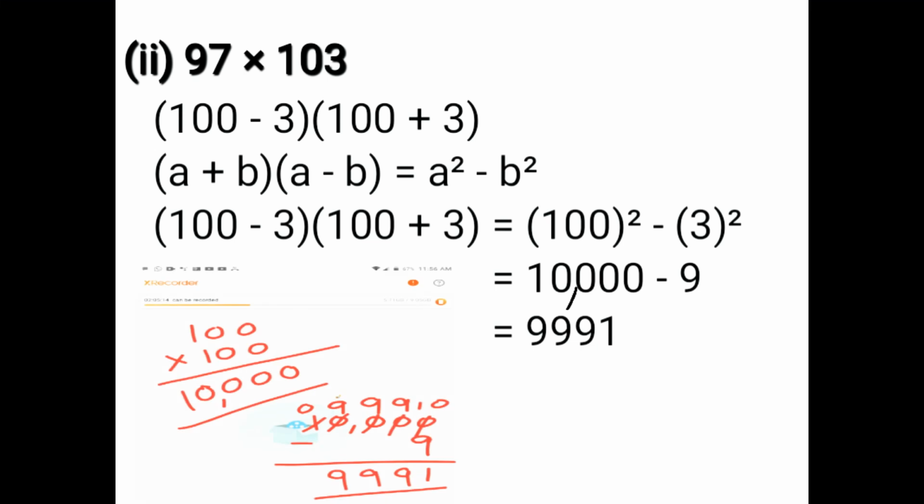Look here, I have solved. 100 square is 10,000. Then 10,000 minus 9 is 9,991. If the first one is coming in subtraction expansion form and the second one is coming in addition expansion form, the same formula will be used, a square minus b square. Remember this.